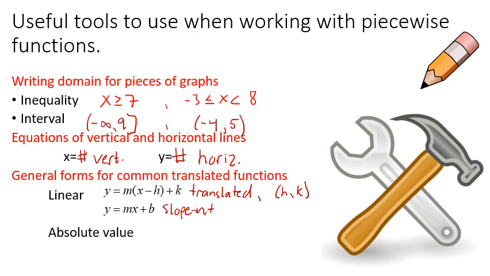And one other common function to keep in mind is our absolute value function, y equals a absolute value x minus h plus k. Remembering if a is negative, it flips it upside down. A acts as sort of our slope for the absolute value function. H moves the function, the vertex left and right. That's h. And k moves our vertex up and down.